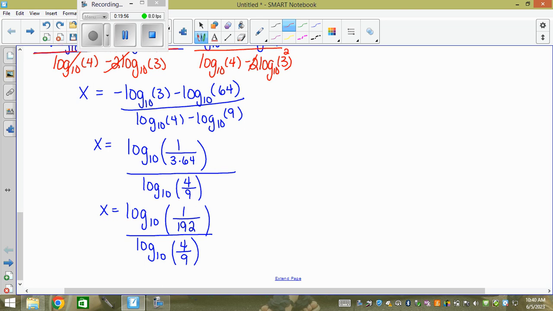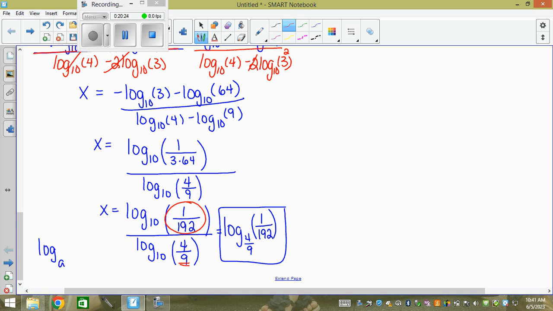So what's up here would go beside the log, and what's down here would go in the base. So these 10s don't appear anywhere. This is going to go beside the log, and this is going to go in the base. So I'm going to get log, and the 10s don't appear anywhere. 4 over 9 is in my base, and 1 over 192 is beside it. Because they might say, determine this in the form log A, B, and then ask what A and B are. Stuff like that.